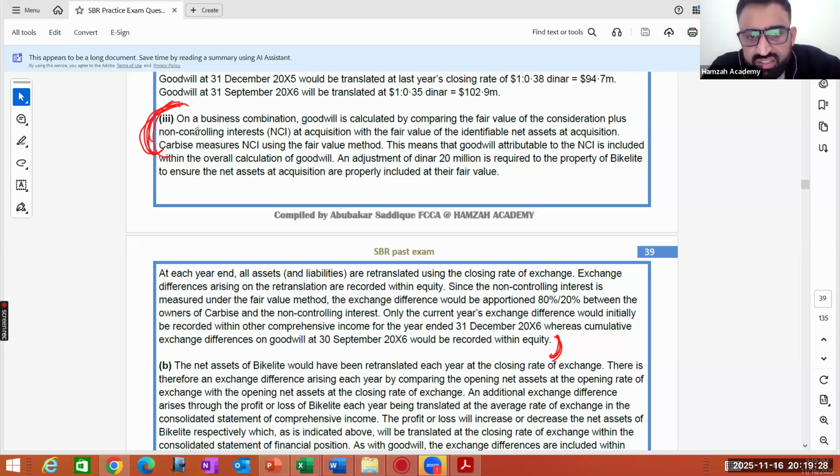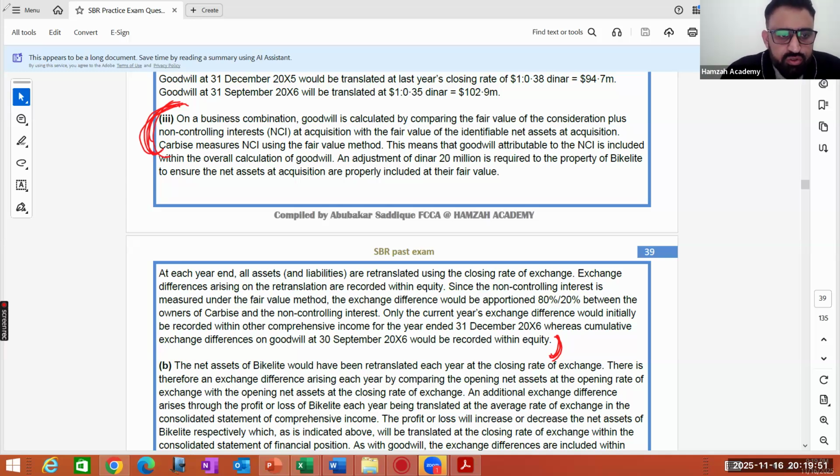At each year end, all assets and liabilities are retranslated using the closing rate. Exchange differences arising on retranslation are recorded within equity. Since NCI is measured at fair value, the exchange difference would be apportioned between 80 and 20%. So whatever the exchange difference is, it would be reported between group and NCI with 80 and 20%.